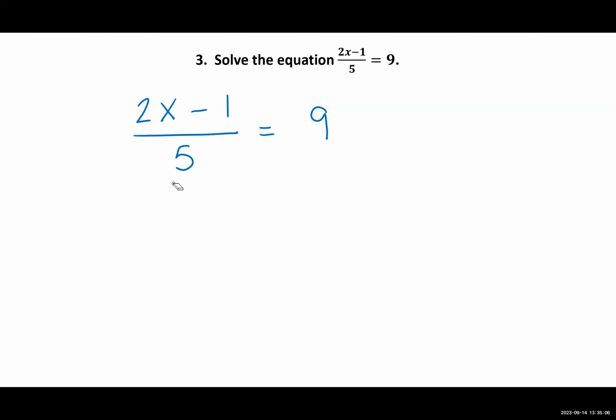I like to eliminate fractions first. So to eliminate the over 5, the divide by 5, remember a fraction is division. So this is dividing by 5 in the original problem. So I'm going to do the opposite. I'm going to times by 5.